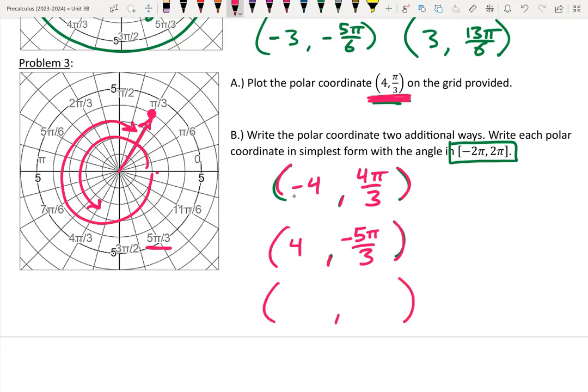Did somebody get a different one? There's one more way with both of them negative. Did anybody get that one? -4, comma. There we go, good. So that is the third and final way that that point can be written within this range that they gave us of -2 pi to 2 pi. All right, good. So that will finish us up for today.